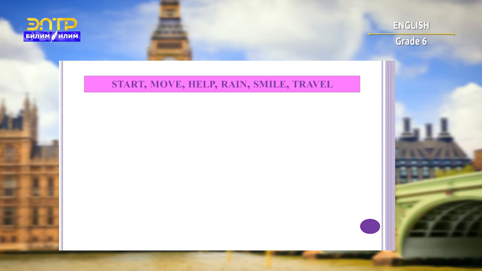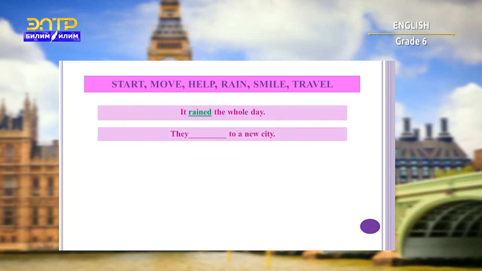In this exercise, you should complete the sentences with the given verbs above in the past simple tense. For example, the whole day will be... Yes, it rained the whole day. The second one, they to a new city. Good job, they moved to a new city.